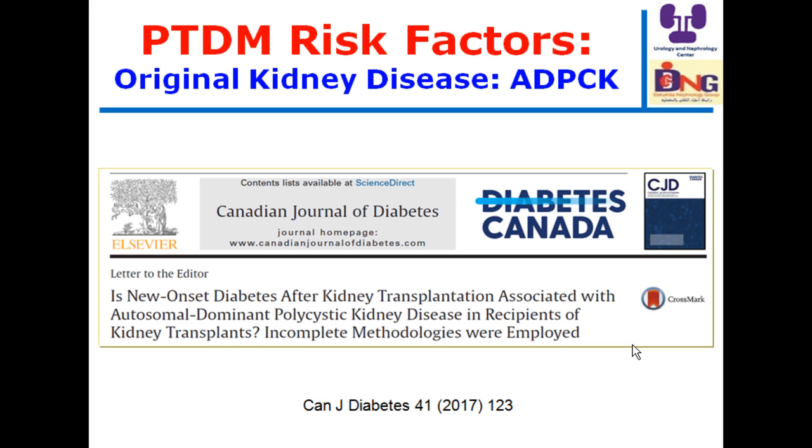So these are the proposed mechanisms of increased risk of diabetes because of polycystic kidney disease. Again, either because of the presence of pancreatic cysts, which is a minority, or, in the majority, due to insulin resistance, and this may be because the gene mutation in autosomal dominant polycystic kidney disease may lead to insulin resistance.